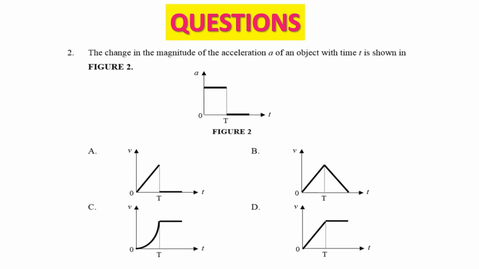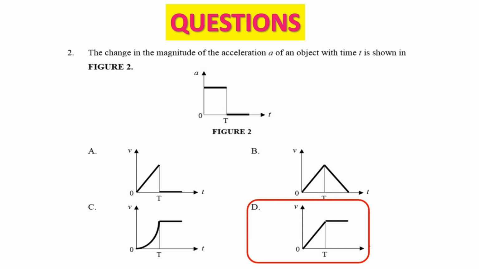Next question: the change in the magnitude of the acceleration a of an object with time t is shown in figure 2. So we have the a-t graph. From 0 until t, the acceleration is uniform. From t until the end, the acceleration is equal to 0. So which one is the most possible answer? The answer is D.